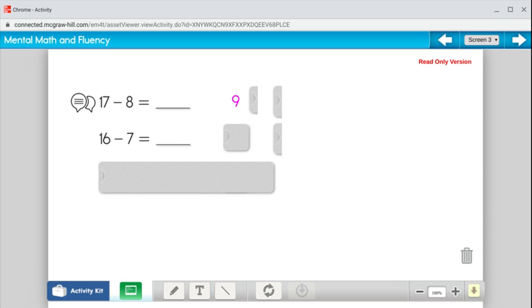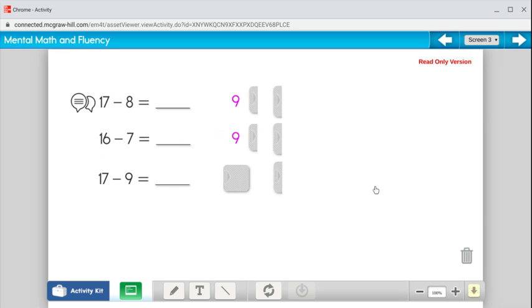Okay, how about 16 minus 7? 7 plus what equals 16? 7 plus 7 is 14, and I would need to add 2 more. 7 plus 10 is 17, and I need to take 1 away to get 16. Whatever way I do it, whatever way works best for me, the difference is 9.